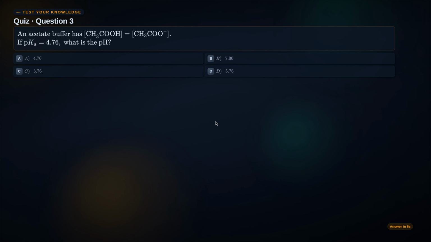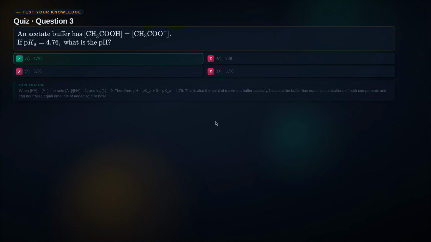The correct answer is option A, 4.76. When HA concentration equals A minus concentration, the ratio is 1 and the log of 1 is 0. Therefore, pH equals pKa plus 0, which equals pKa itself, 4.76. This is also the point of maximum buffer capacity.